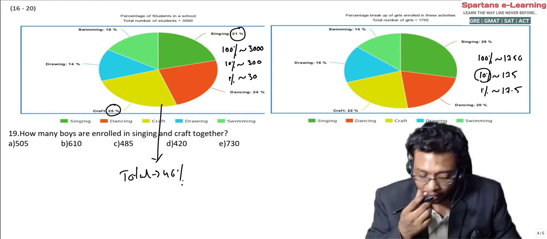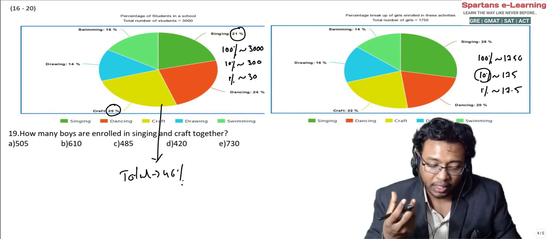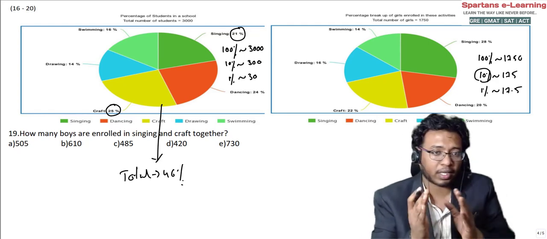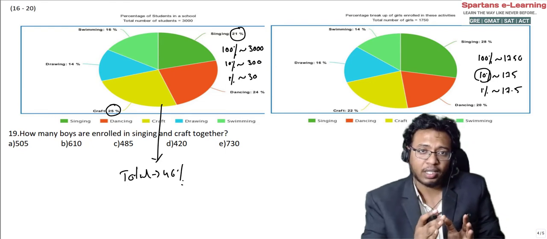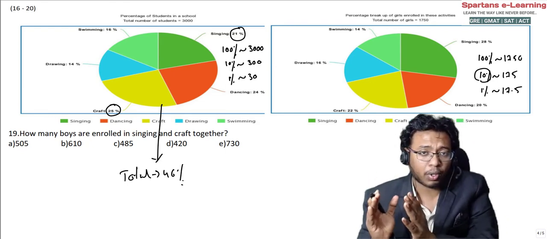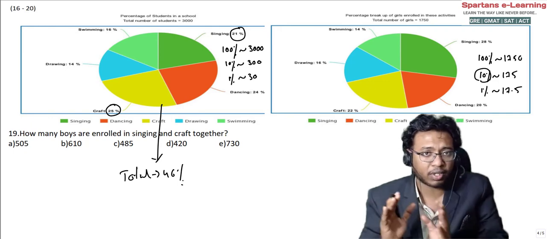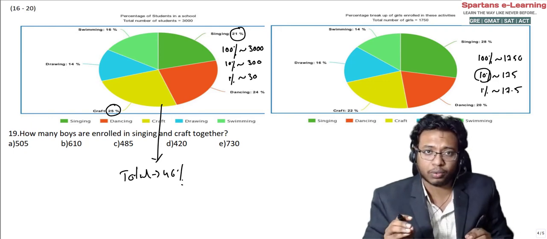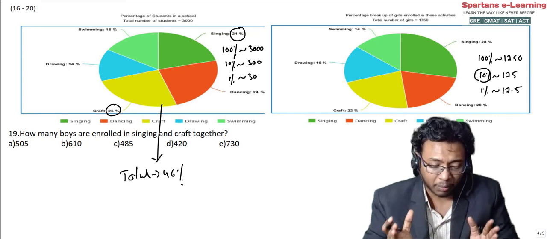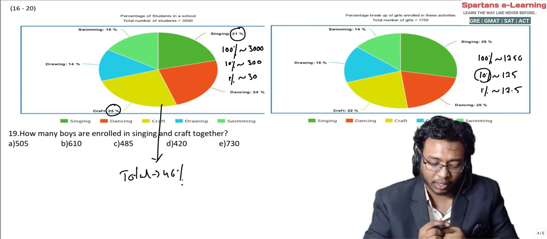So here what I need to find, boys enrolled in singing and craft, means first I will find the total number of people involved in singing and crafting. Next I will find the number of girls involved in singing and crafts. Then the total minus girls will give me boys. This is what I have to do. Now my target is minimizing this calculation. How can I minimize this?